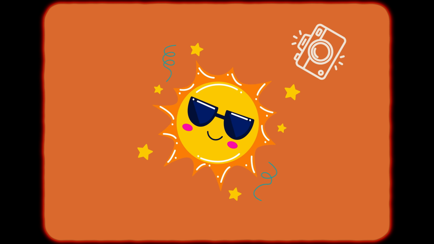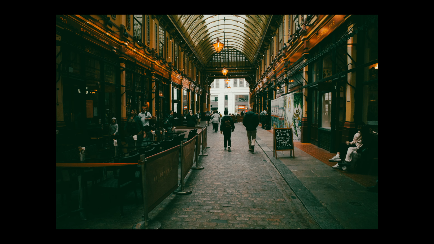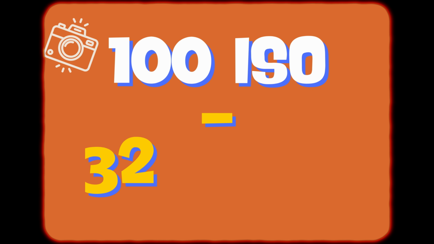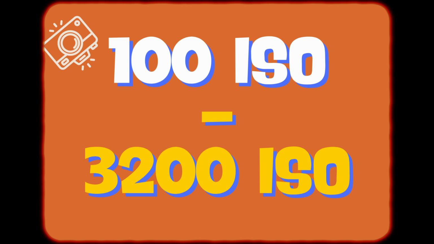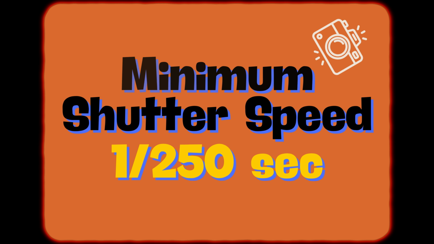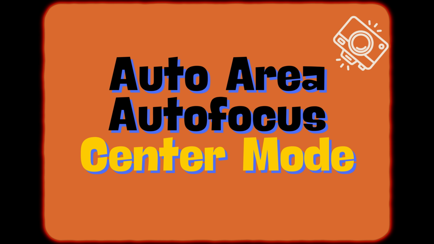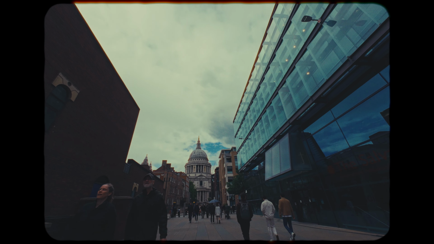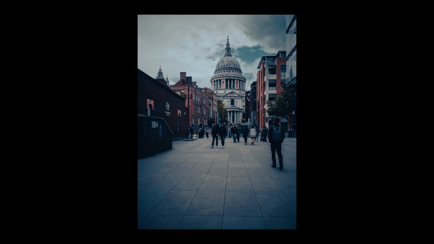Gloomy, sunny, undercover, or anything else, which means I don't have to worry about the ISO or the shutter speed. So I use a broad range from 100 to 3200 with a minimum shutter speed of 1/250th of a second. Plus I use my go-to autofocus settings, auto area autofocus in the center mode. So I recommend using these settings if you want to shoot urban landscapes and streetscapes quickly and easily.